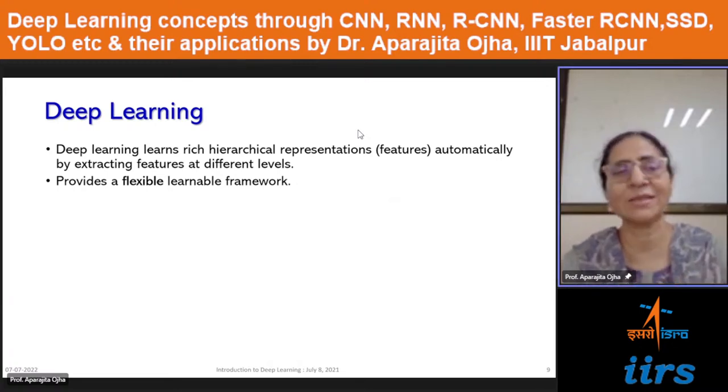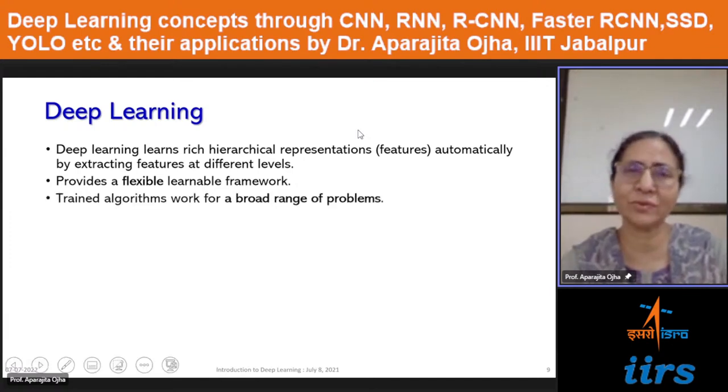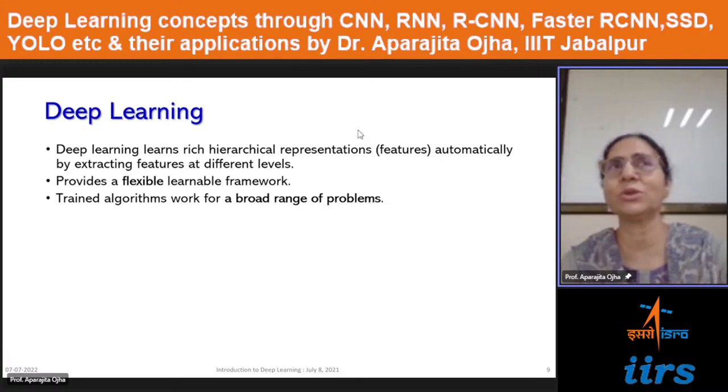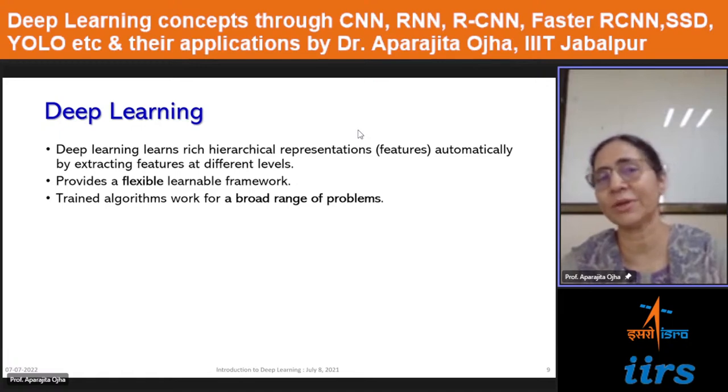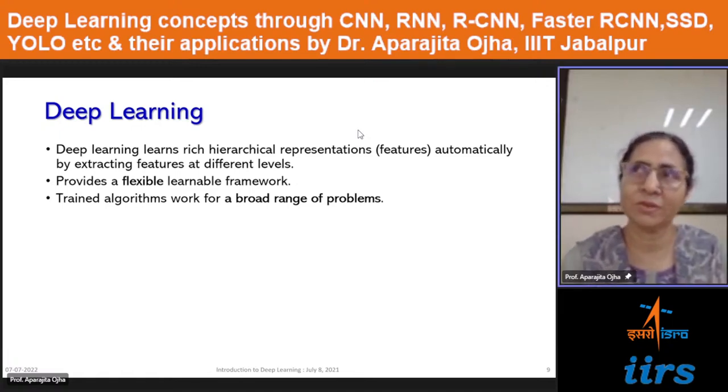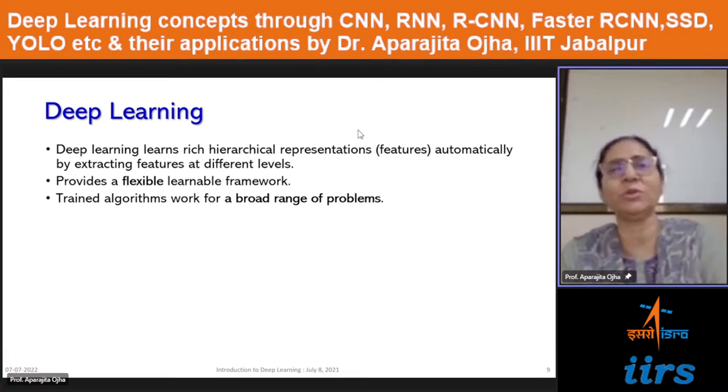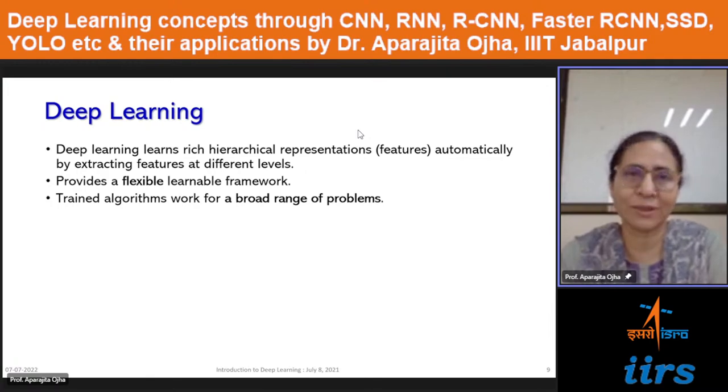And it also provides a flexible, learnable framework. That's important. Flexible in the sense that you train it in a different environment for a different data set, and then you try to refine your results on different data sets. So it gives you a flexible, learnable framework. Trained algorithms work for a broad range of problems. What does that mean? Well, it's not as broad as you can expect from humans. If you tell humans the examples of a tree, for example, by looking at 2-3 examples of trees, a child learns quickly that this is a tree, this is a shrub, this is a small plant, and this is a sapling, right?